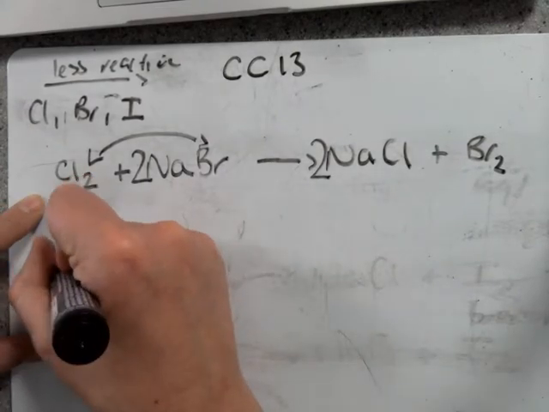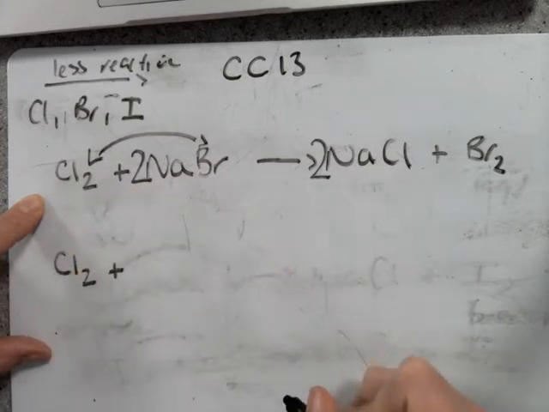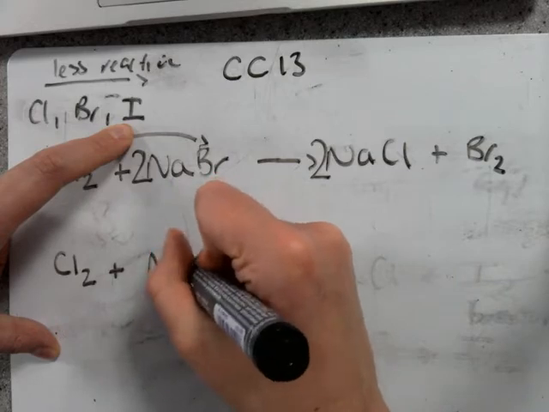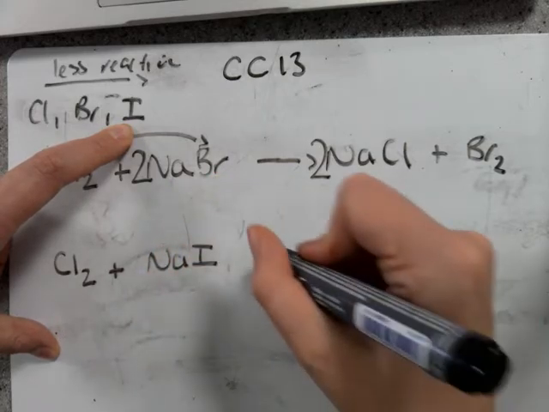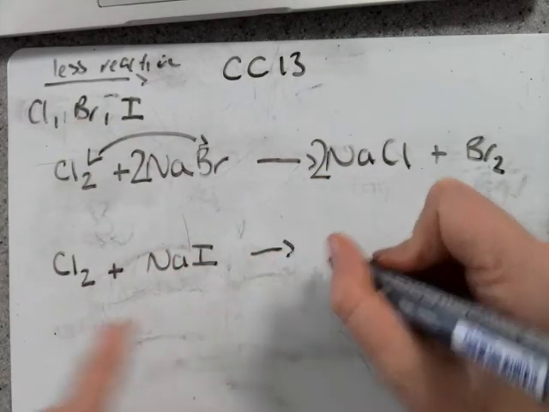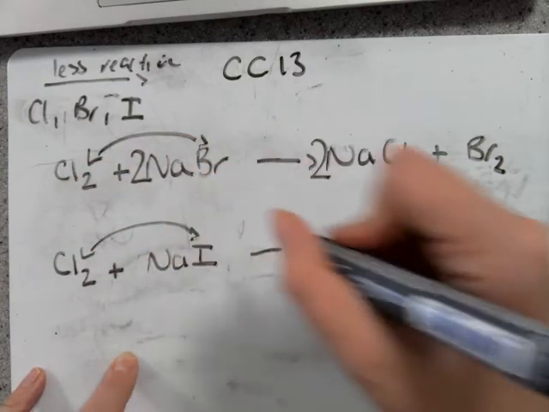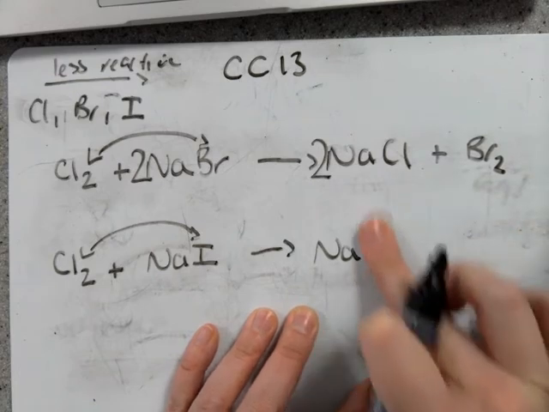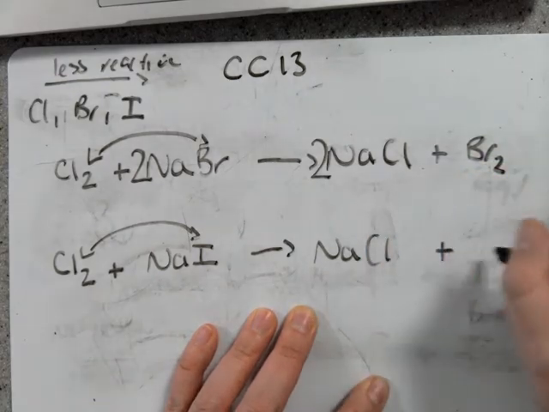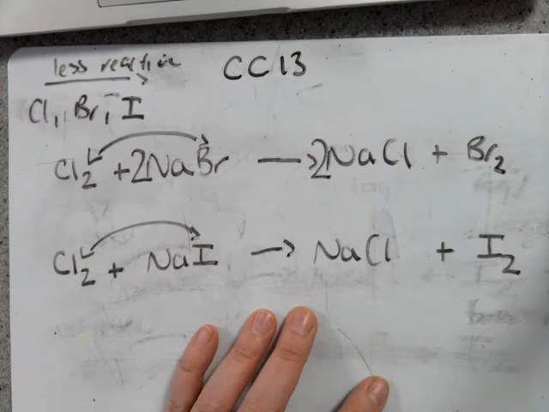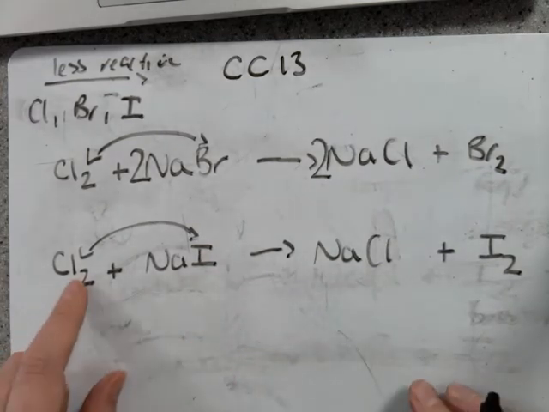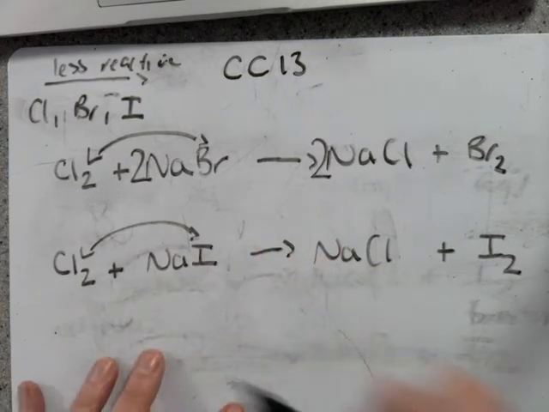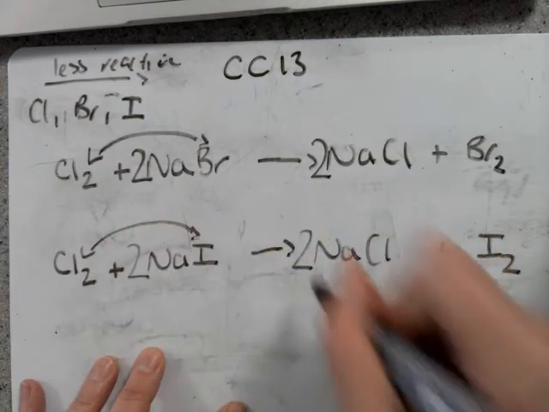I can then take chlorine and do exactly the same thing, but with a compound that contains iodine. So I'm going to stick with sodium. Formula of sodium iodide is NaI. Because chlorine is more reactive than iodine, that will swap. I'll get NaCl, and I'll get I2 left by itself. This again shows me that chlorine is more reactive than iodine, hence it takes its place, and to balance it, it's exactly the same as balancing it above.